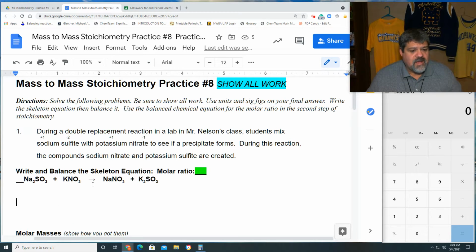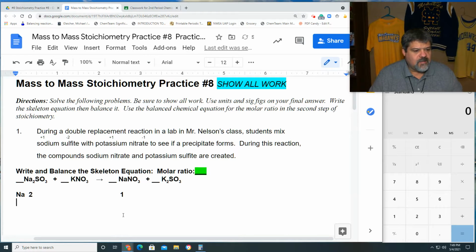Now we're going to go ahead and balance this skeleton equation. So we're going to put some of these in here. There we go. Finally, I can do it right. So we're going to have sodium. I'm going to put Na on each side. On this side, I look at it, I have 2. So we're going to put a 2 there. I'm going to tab over to the other side. On this side, I only have 1.